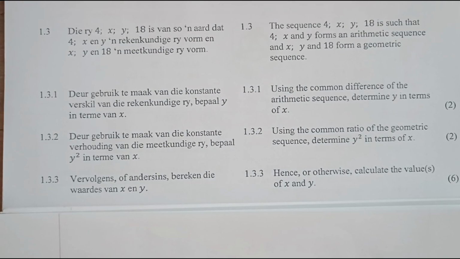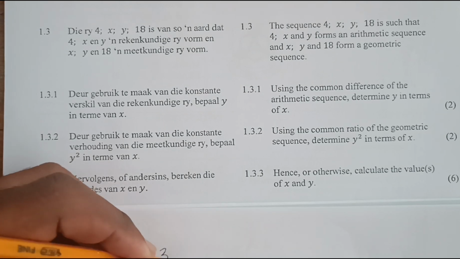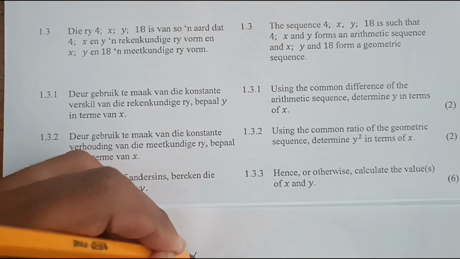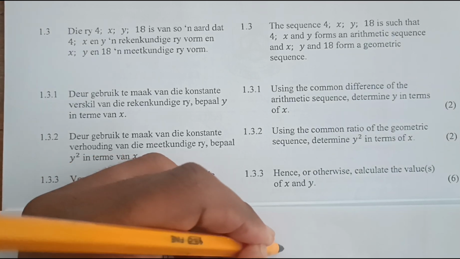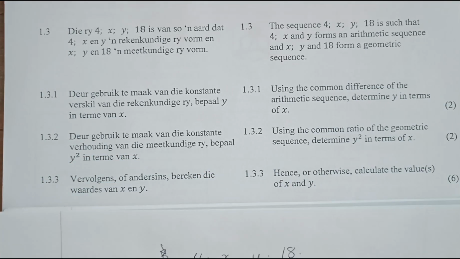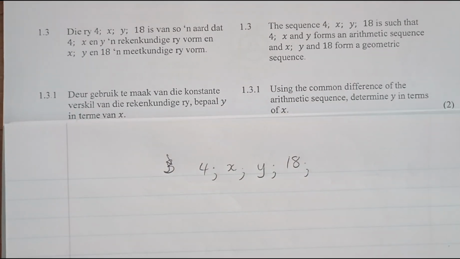Right, this is 1.3, and this is the given sequence. Let's write this out: 4, x, y, and 18. Right, so this is given to us. And they say that the sequence is such that 4, x, and y forms an arithmetic sequence.